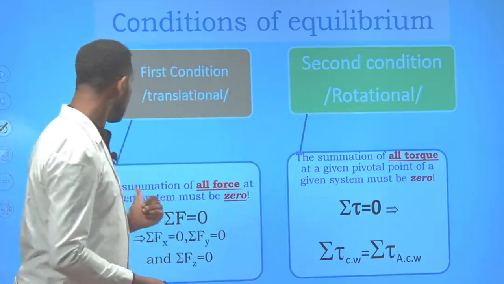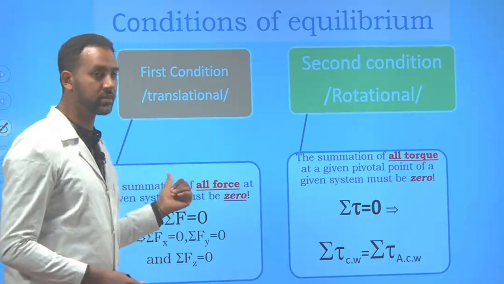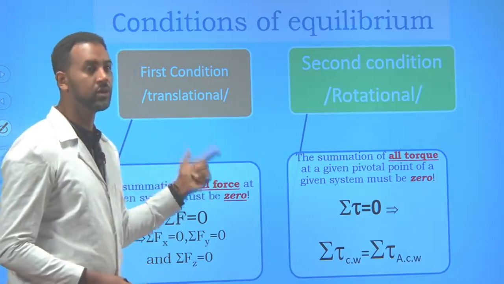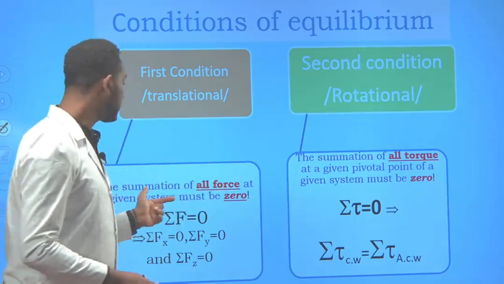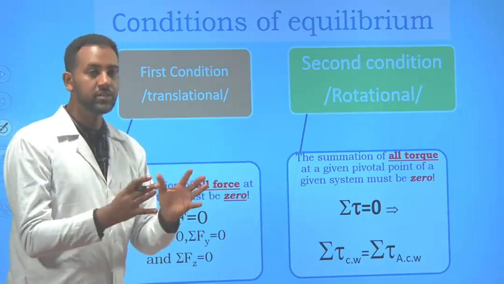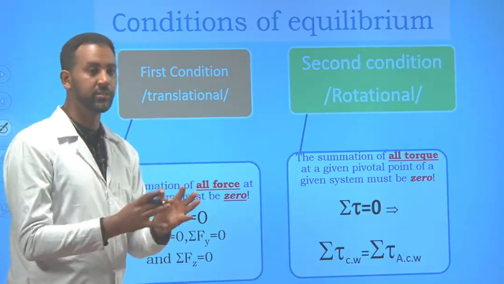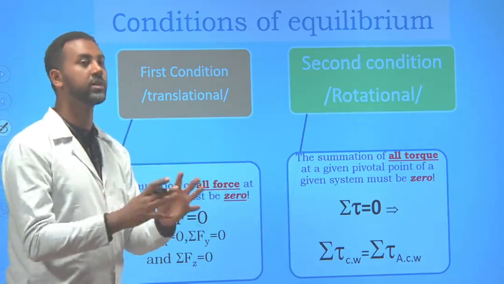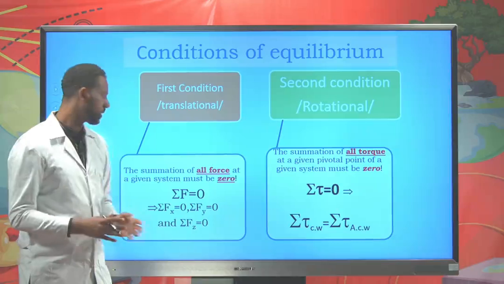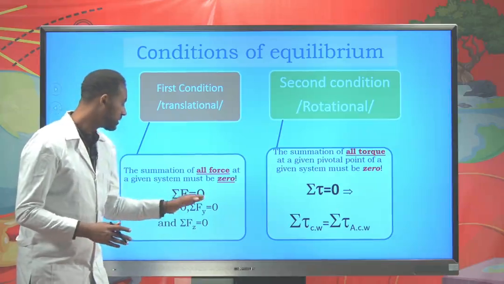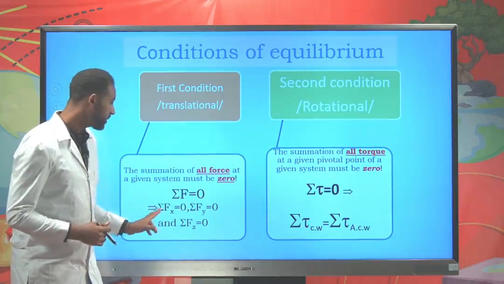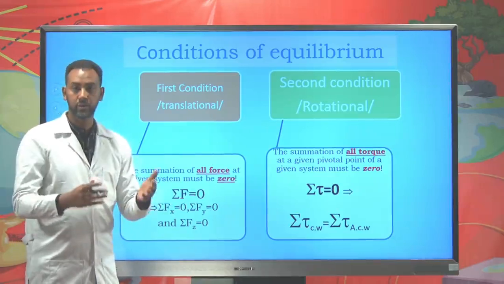So, the first condition of equilibrium is known as the translational condition, or linear condition. It states that on a given structure, whether it is a particle system or a rigid body system, the net force exerted on that object should be zero. Okay? The net force should be zero is the translational condition of equilibrium.